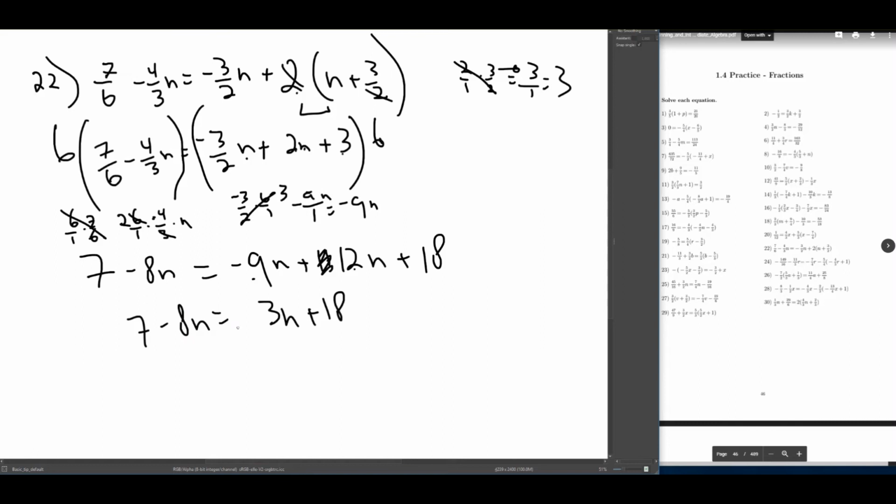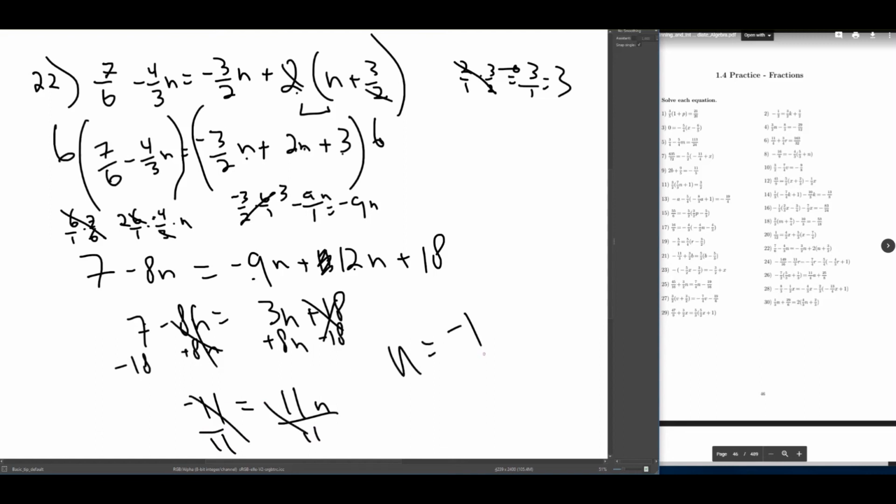All right, so let's bring all the n's on one side. Let's add 8n here to get rid of this, and add 8n on this side. That'll give us 11n. And here we'll subtract 18 from both sides, and it eliminates. On the left-hand side, 7 minus 18 equals minus 11. If we divide both sides by 11, I'm left with n equals minus 1, right?